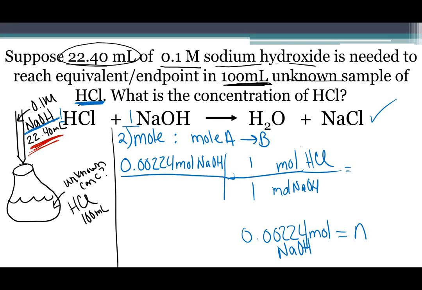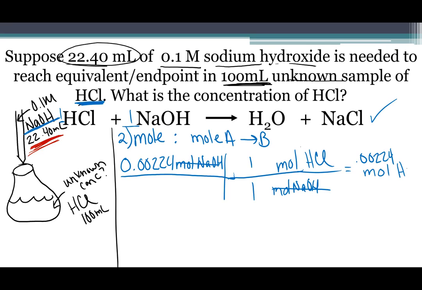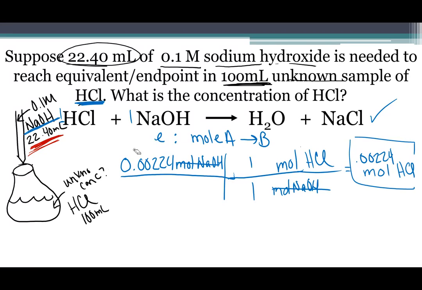It happens to be a 1-to-1 ratio. So multiply across the top, divide by the bottom. Moles of NaOH cancel. So we've got the same number, 0.00224. But now that indicates moles of HCl, okay? So step 2 is a unit conversion, converting from unit of moles of known to the unit of moles of our unknown. All right, so we'll leave this here. Erase.